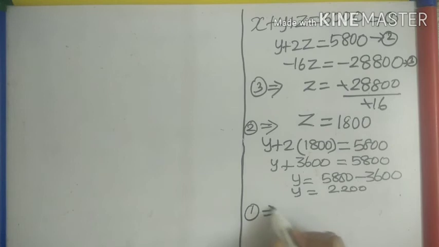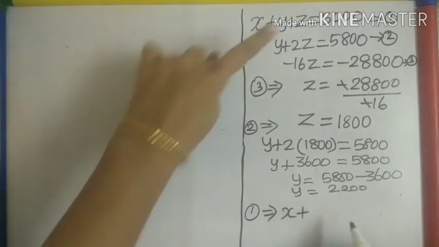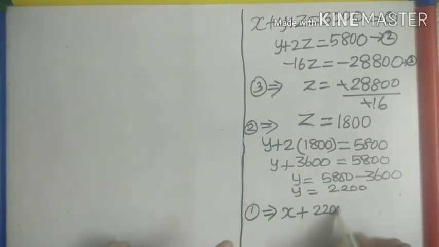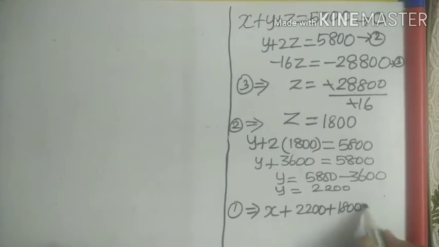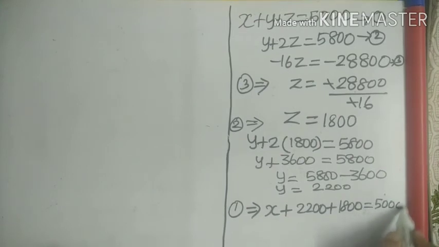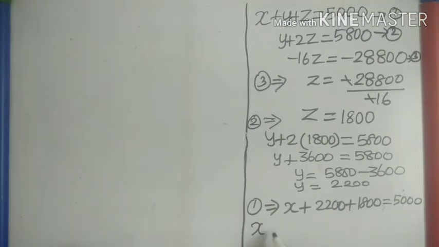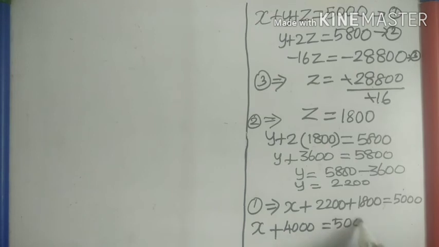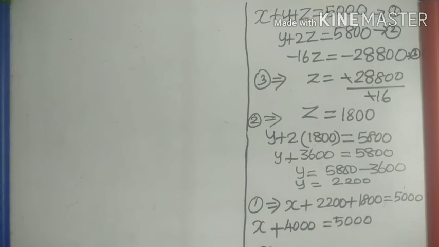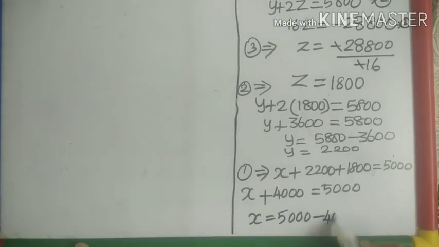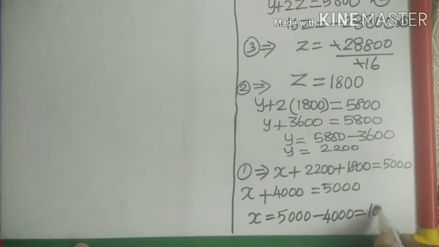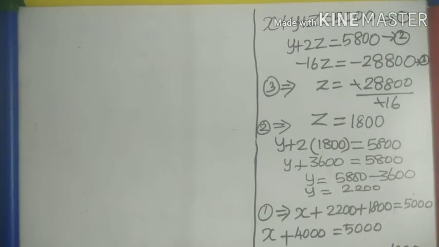First equation implies X plus Y value 2200, Z value 1800 is equal to 5000. Simplifying this, X plus 2200 plus 1800, 4000 equal to 5000, or X is equal to 5000 minus 4000, will give me the answer 1000. Take and write the answer.